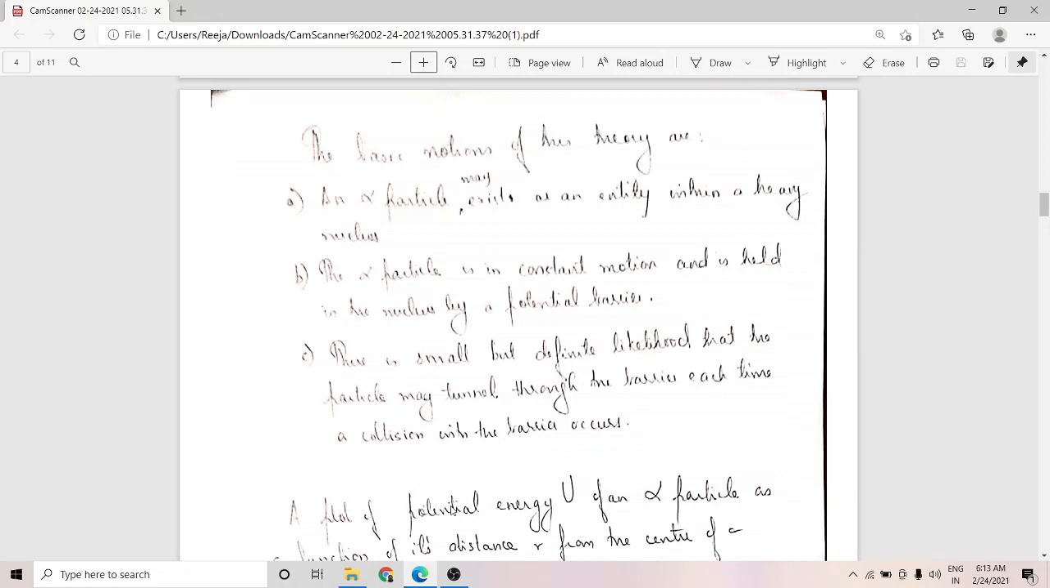So the basic notions of this theory are: an alpha particle may exist as an entity within a heavy nucleus. So the alpha particle is existing as a separate entity within the heavy nucleus.